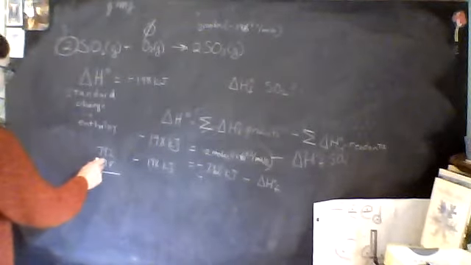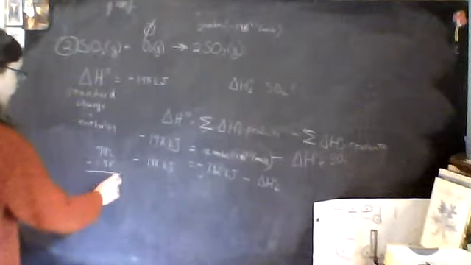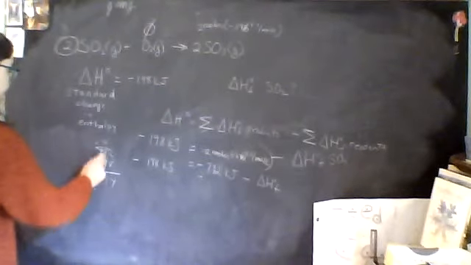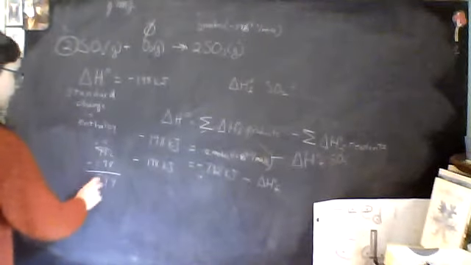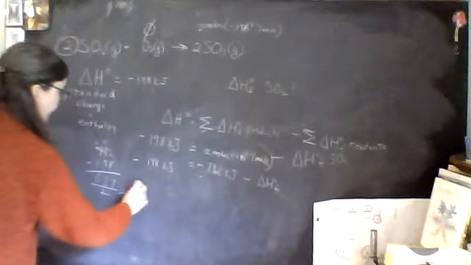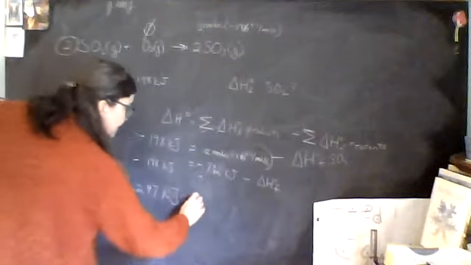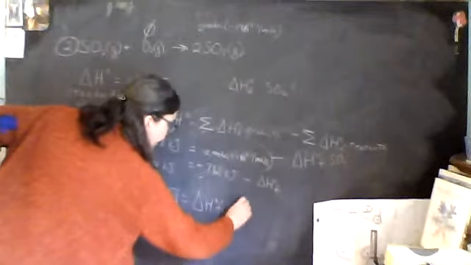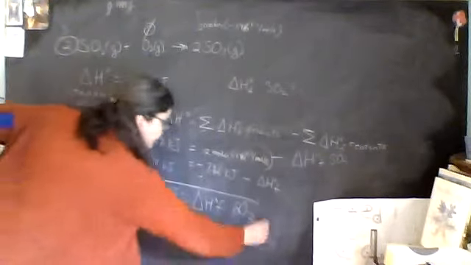So what do I get here? 297 kilojoules is the standard enthalpy of formation of SO2. Okay?